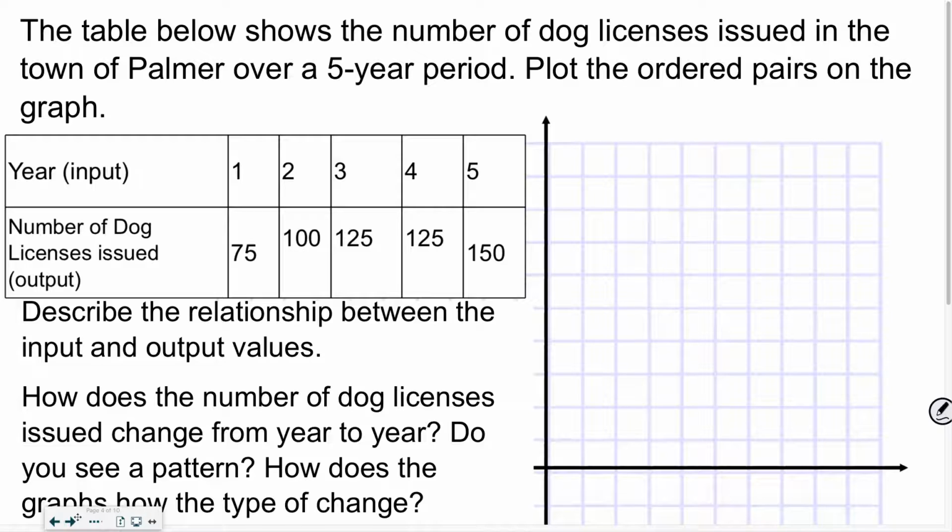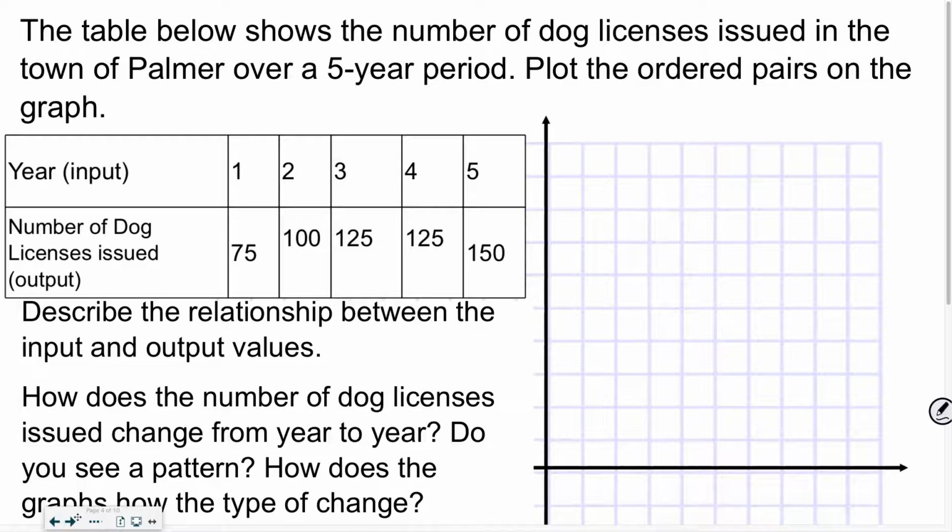So here the years are our input, and the number of dog licenses are our output. So what's the relationship here? Do we see a relationship between the input and the output values? Every year that passes, what's happening with our dog licenses?